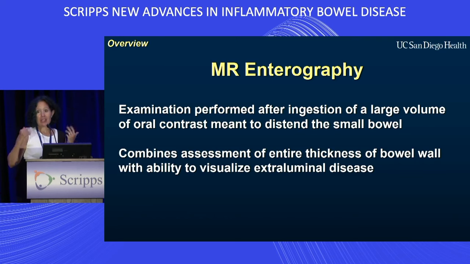So let's define the examination, MR enterography. All the enterographies, whether it's MR or CT enterography, basically mean that we're giving the patient a large volume of oral contrast with the goal of uniform distension of the small bowel. And of course, the beauty of both MR and CT is not only do we get to evaluate the bowel lumen in this way, but we also get to evaluate what's happening in the wall of the bowel as well as outside of the wall of the bowel. So kind of combining the strengths of all these different techniques and features.